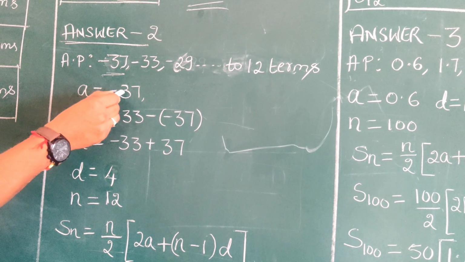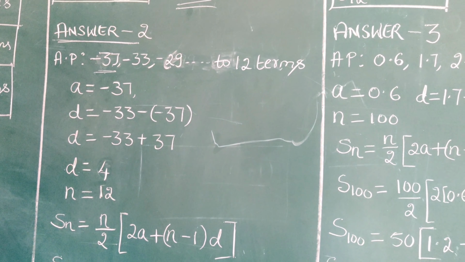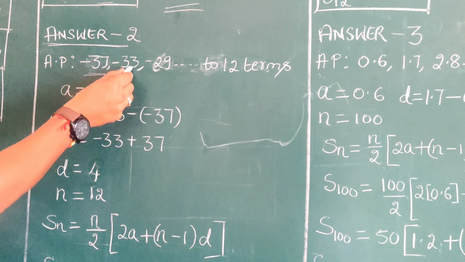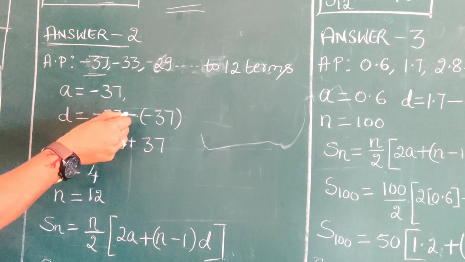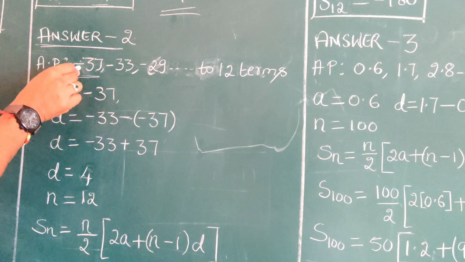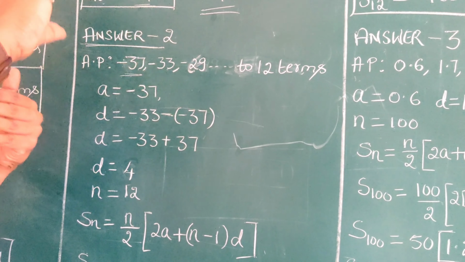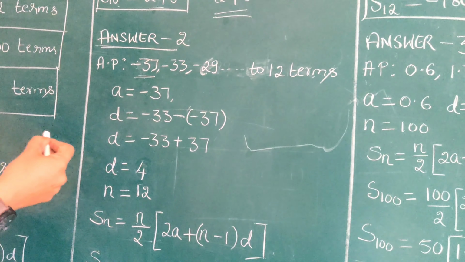Therefore, a is equal to minus 37. What is the common difference? Second term minus first term. What is the second term? Minus 33 minus into minus 37, because you are subtracting the minus term itself. Therefore, maintaining the bracket. Understand?